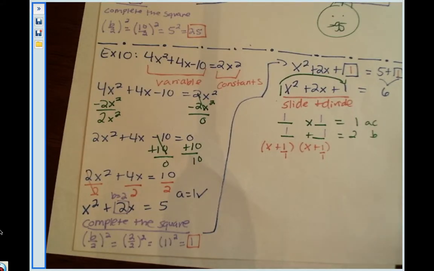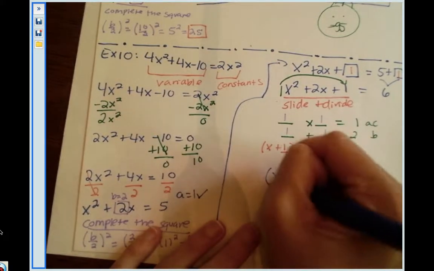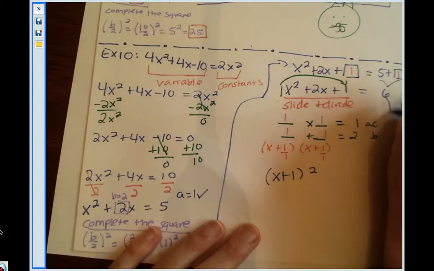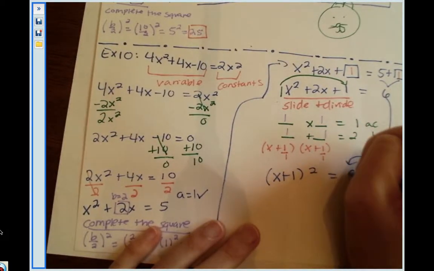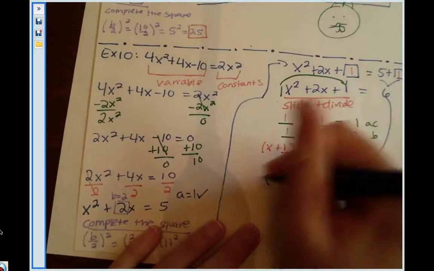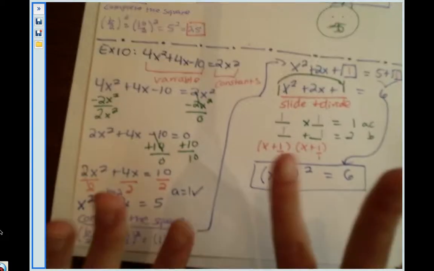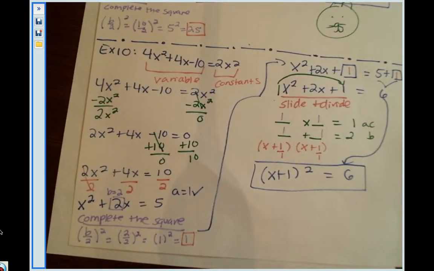You guys are so close to being done. So I'm going to write this as x plus 1 squared. Then I'm going to bring down this number right here, equals 6. And guess what? That's as far as we are going to go. Remember, usually when you complete the square, you solve for x. But we're not going to.